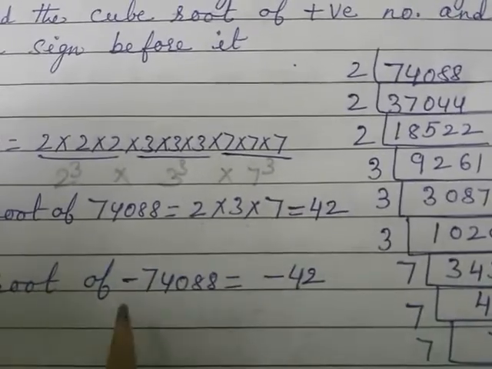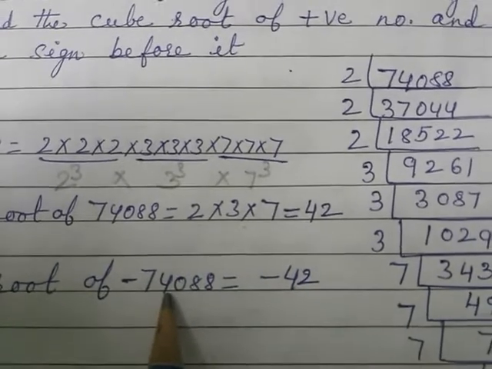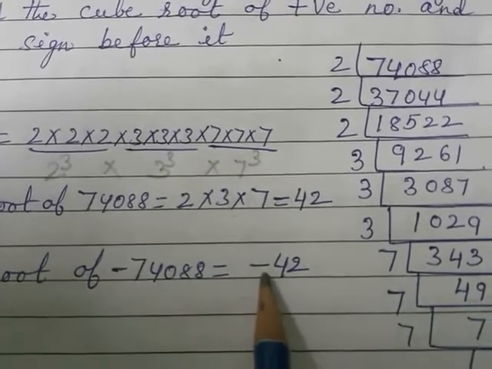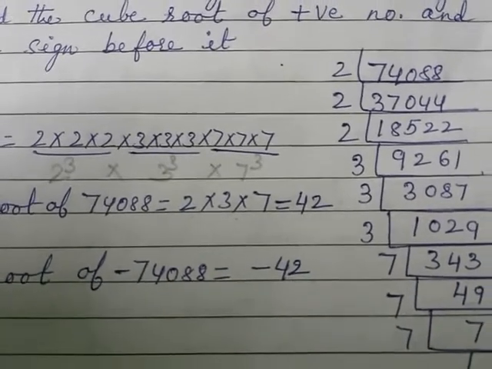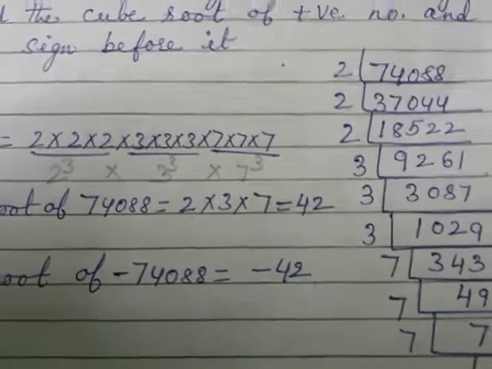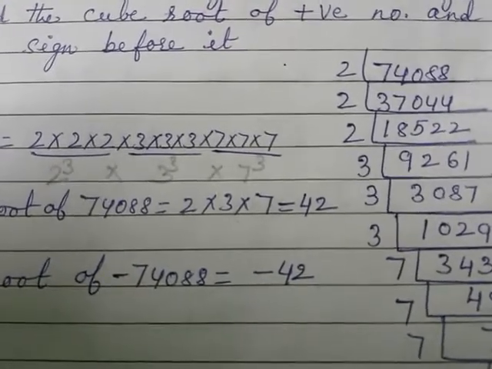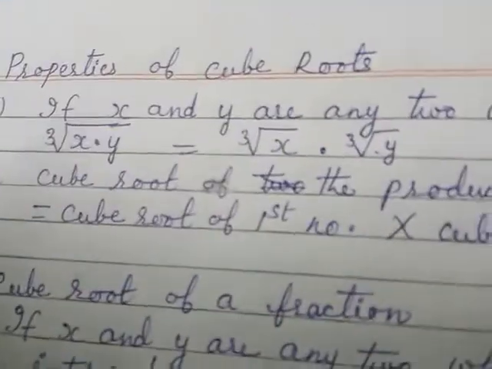So the cube root of minus 74,088 is minus 42. In this way we will find the cube root of a number. I hope, children, you have understood how to find cubes and cube roots now. Now, there are some properties of cube roots.